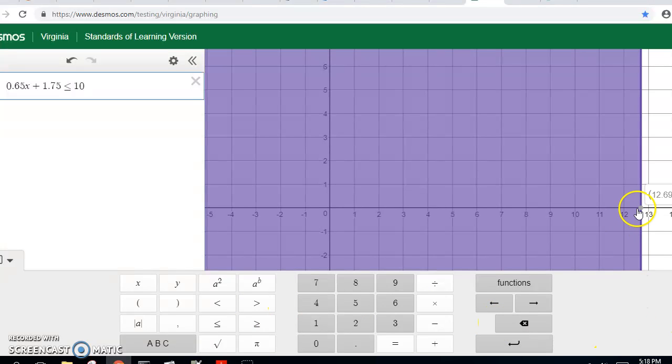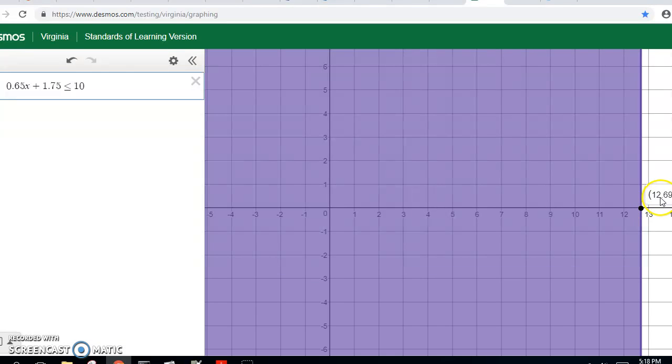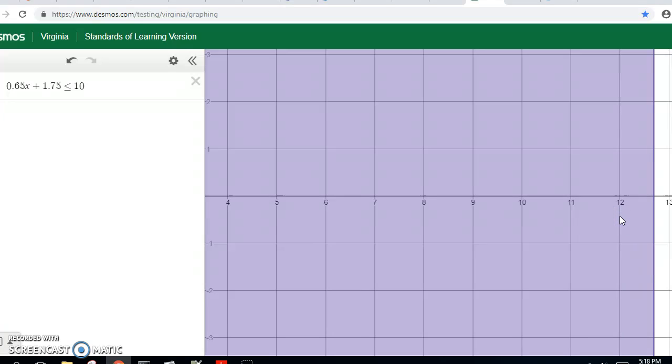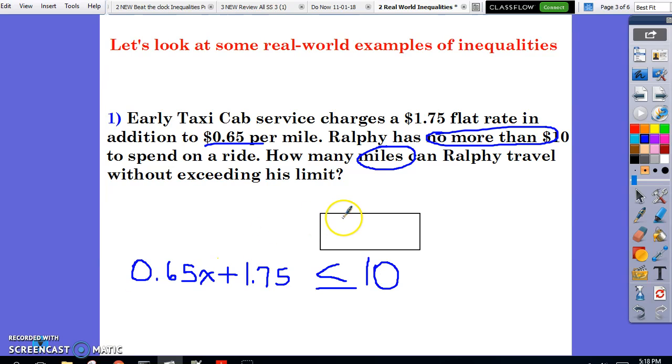And so I look at my point of intersection right here. I'm going to make it black. 12.692. So what I have to do is use the whole number before 12.692. So 12 miles will be my answer. 12 miles. I have to round down when it is less than.